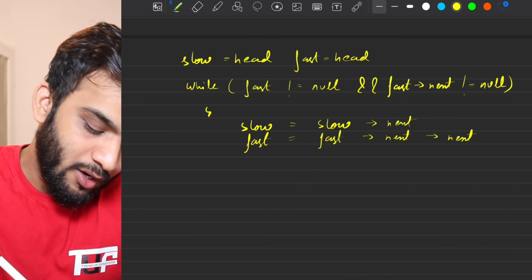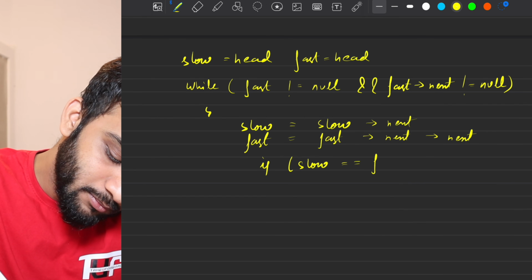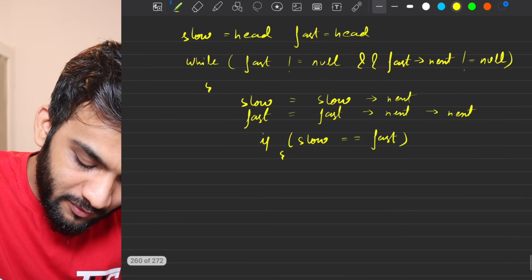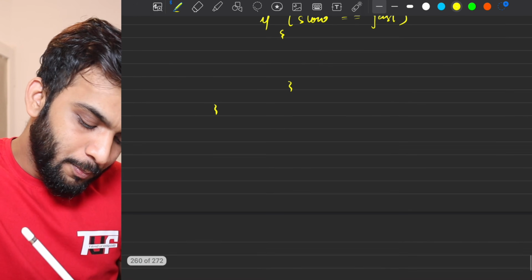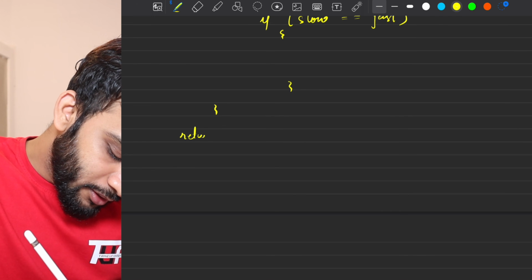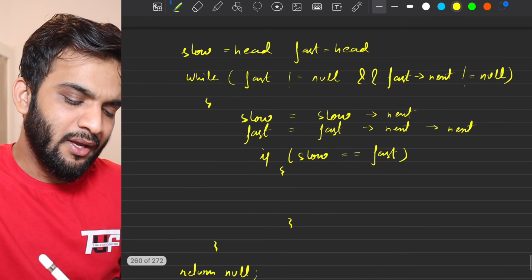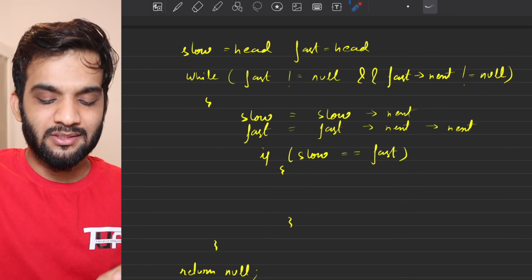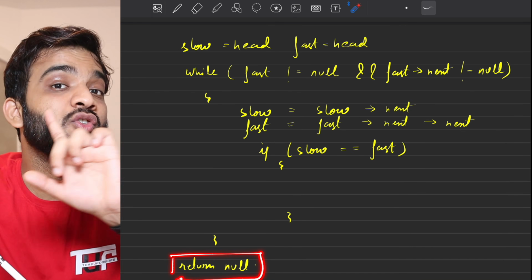In case they collide, because they might collide at some point, that means there is a loop. And in case they don't collide, I can finish my while loop and go ahead and write return null, which states that they never collided and one of these conditions was false, which means it's a linear linked list. Thereby you can return null. So we will be returning null in case there is no loop.